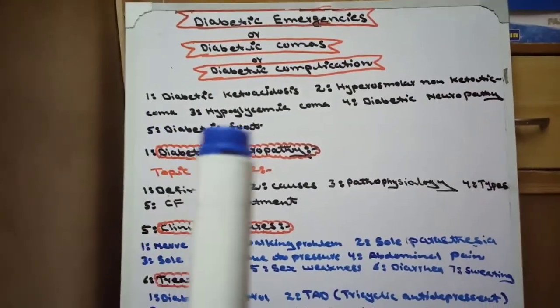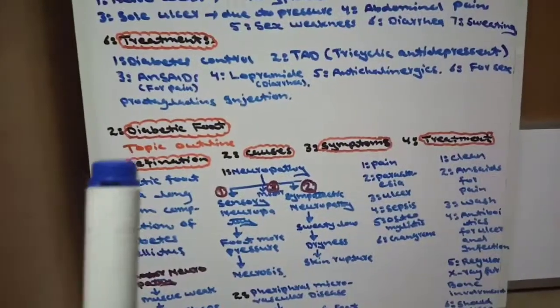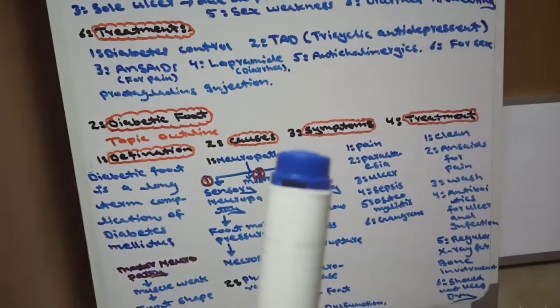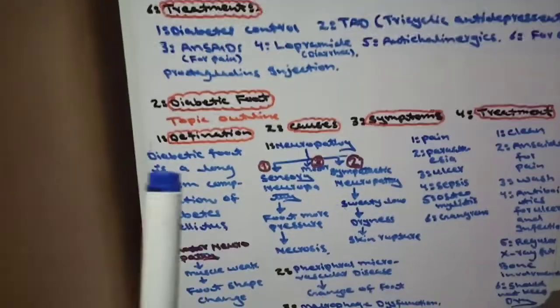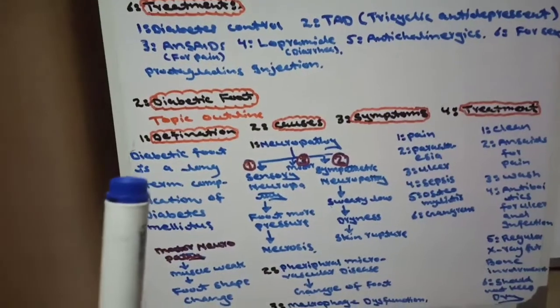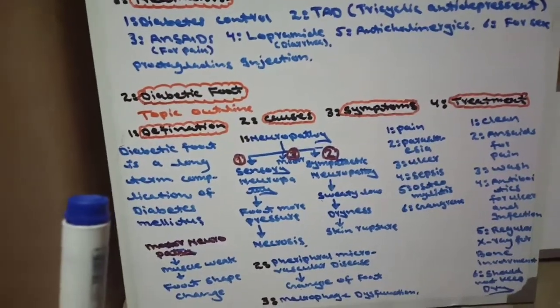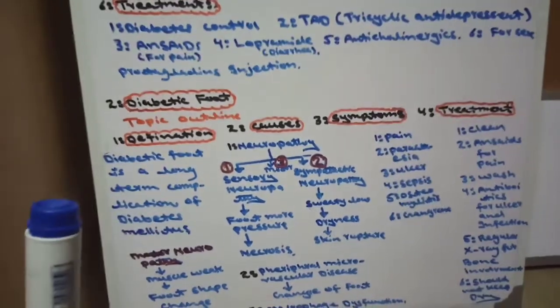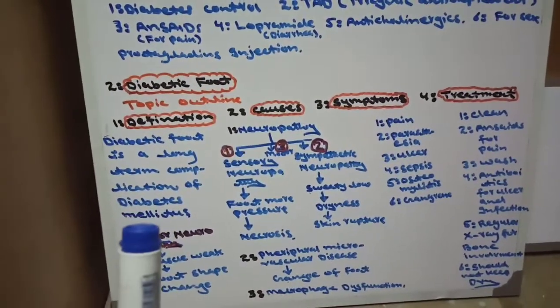Now the diabetic neuropathy topic is complete. We studied definition, causes, pathophysiology, types, clinical features and treatment. Now the last topic is diabetic foot. We study diabetic foot in detail. In diabetic foot, the topic outline includes number 1 definition, number 2 causes, number 3 symptoms, number 4 treatment. First, definition. What is the definition of diabetic foot? Diabetic foot is a long-term complication of diabetes mellitus.